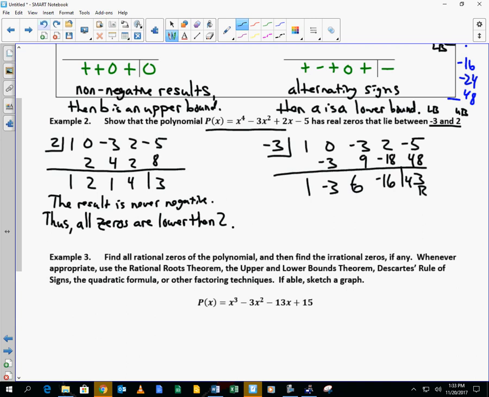What do you notice about the result? Signs alternate. Thus, all zeros are above -3, or greater than -3.